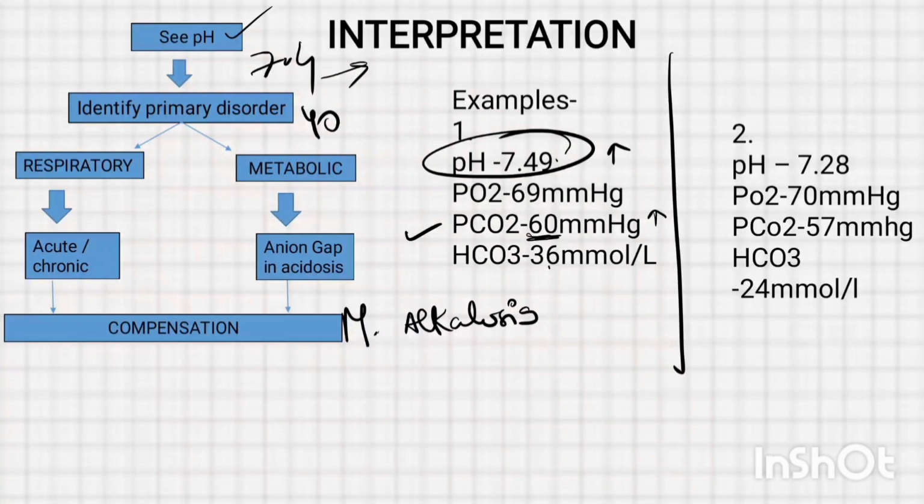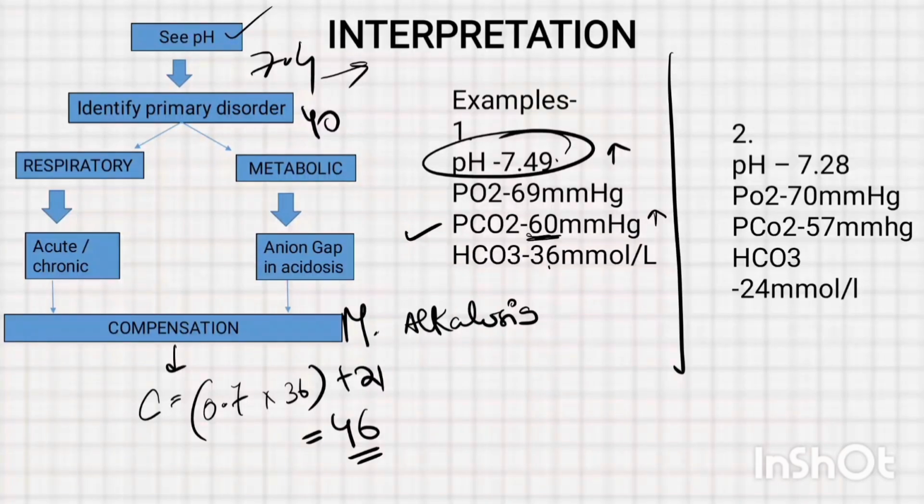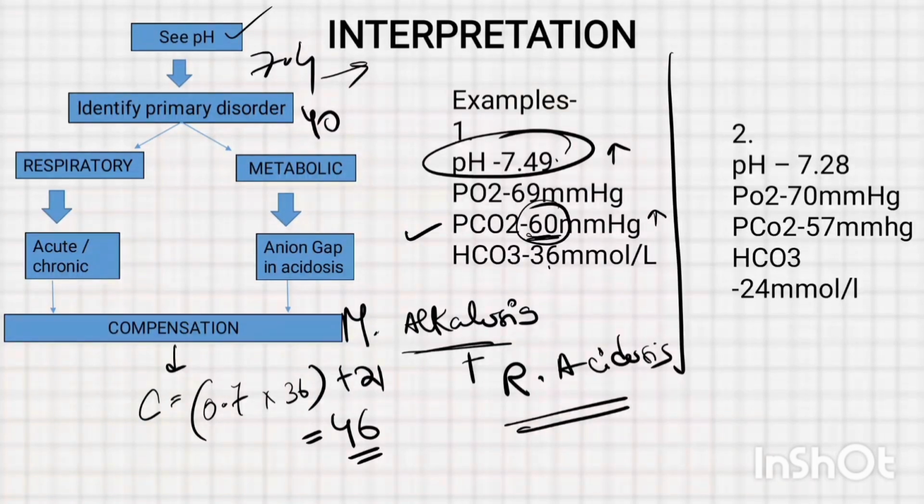So I would like to do my compensation, which I have learned. So according to compensation, metabolic alkalosis, I expected PCO2 for me should be 0.7 into bicarbonate plus 21, which would be around 46. But here in our case we have 60, which is more than 46, means there is something extra wrong with the respiratory component. So plus respiratory, and this is acidosis because it is more than what it should be compensating. So respiratory acidosis, primary metabolic alkalosis plus respiratory acidosis.